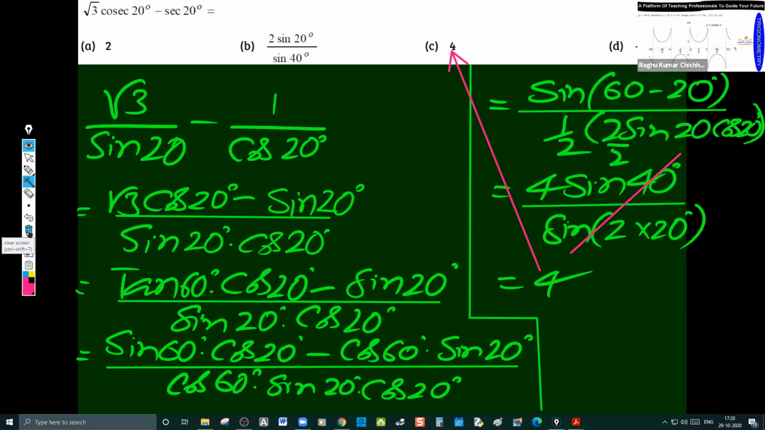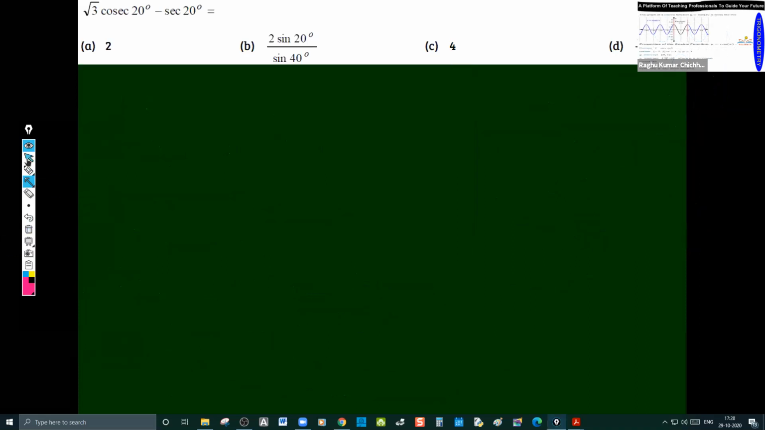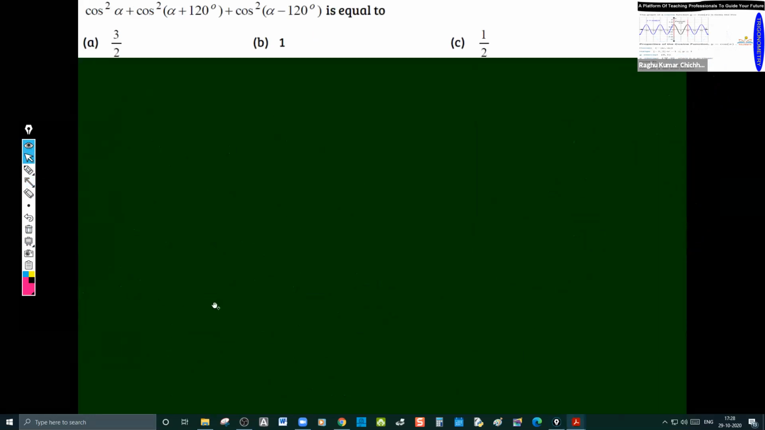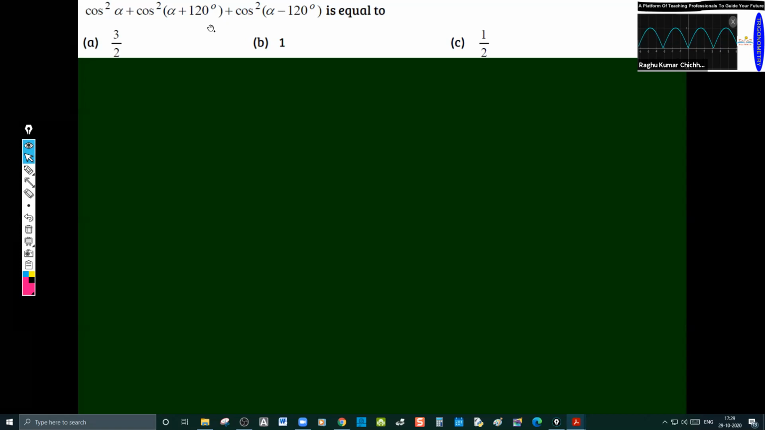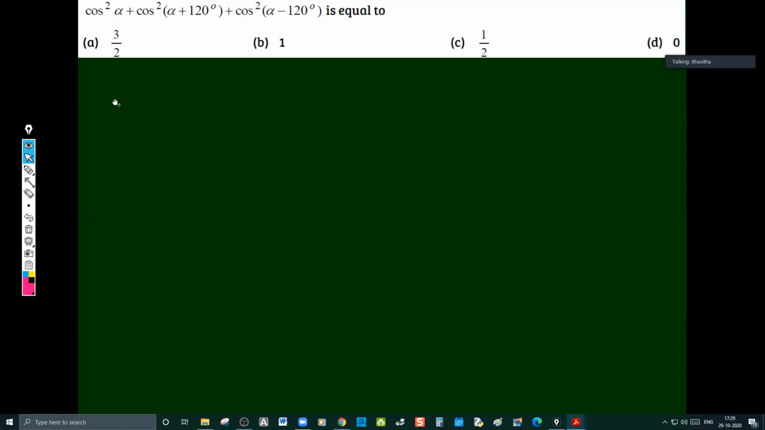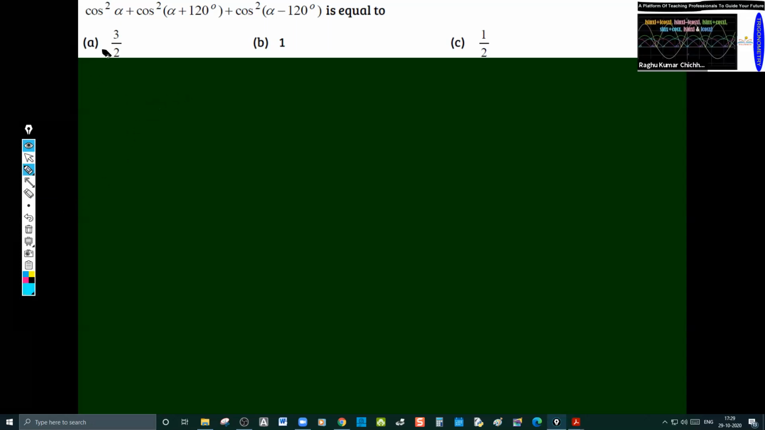Next. Yeah, cos square alpha plus cos square alpha plus 120 plus cos square alpha minus 120. You can reduce the power, reduction of power here can be taken. Or otherwise, first of all, I'll give you the method, and after that, I'll tell you the shortcut to write the answer within one step.